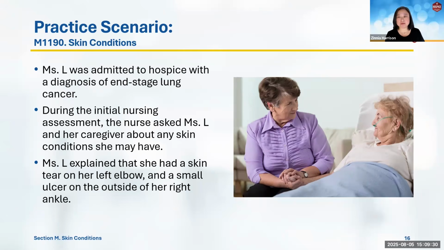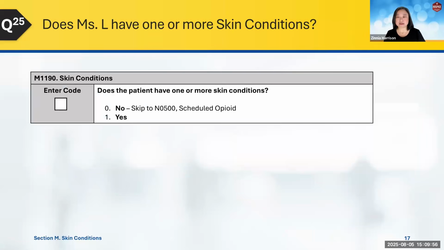Okay, for this scenario, Ms. L was admitted to hospice with a diagnosis of end-stage lung cancer. During the initial nursing assessment, the nurse asked her and her caregiver about any skin conditions she may have. She explained that she had a skin tear on her left elbow and a small ulcer on the outside of her right ankle. Let's go to the next slide and launch that poll. So based on the scenario, does Ms. L have one or more skin conditions? I think I'll only give you about 10 seconds to answer this one.